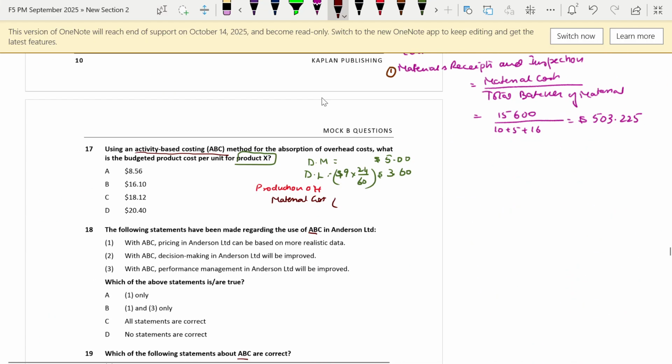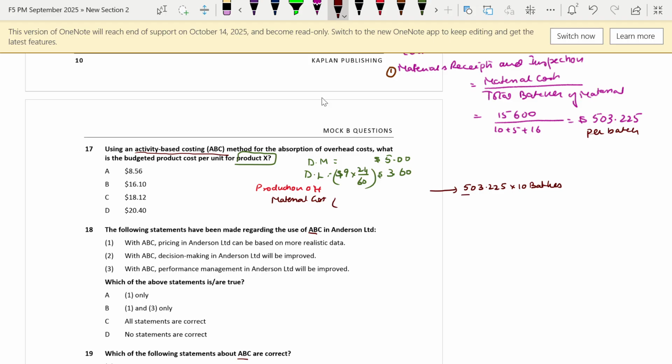Okay, I will write here. How much is there per batch? Is that what we have calculated here? This is per batch. It is 503,225. Into how many batches? 10 batches.